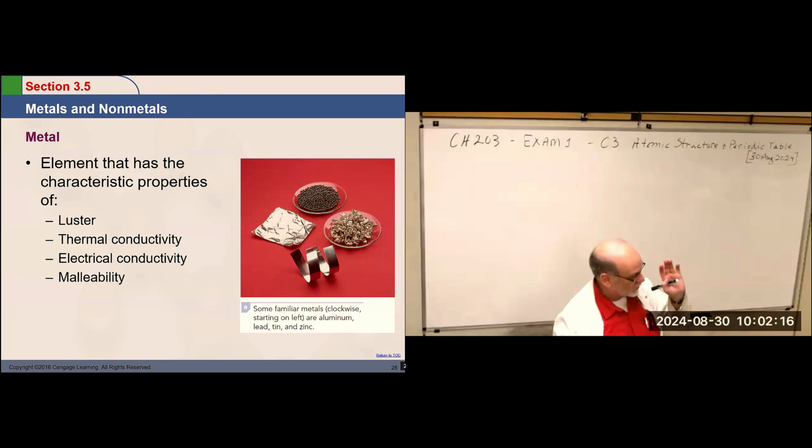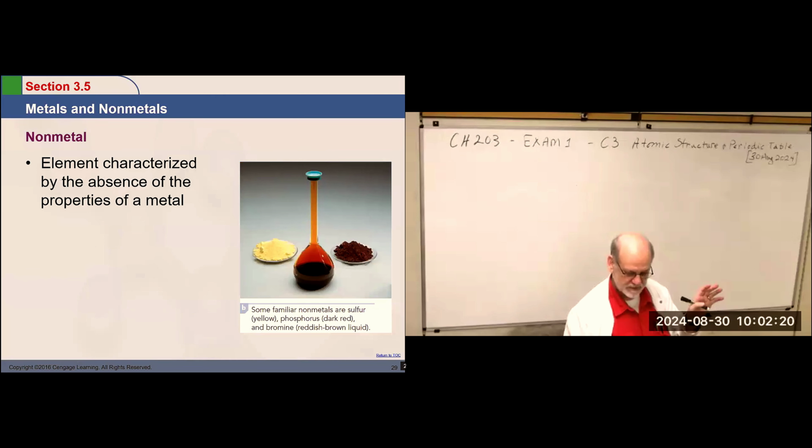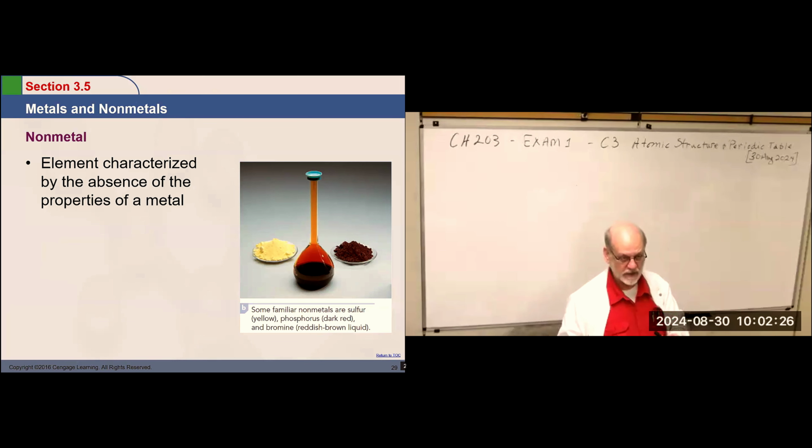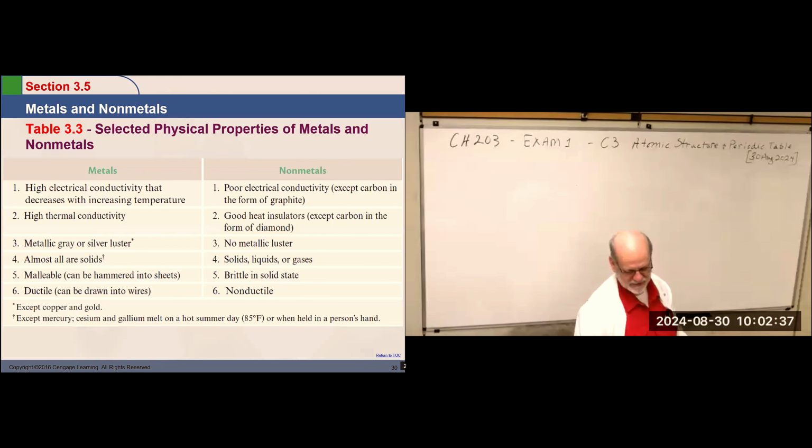So the rest of them are solid. But for nonmetals, you have the full range. You have solids, liquids, and gases for nonmetals. They have the absence of properties of a metal. Actually, nonmetals are poor electrical conductors. They hang on to their electrons very well.